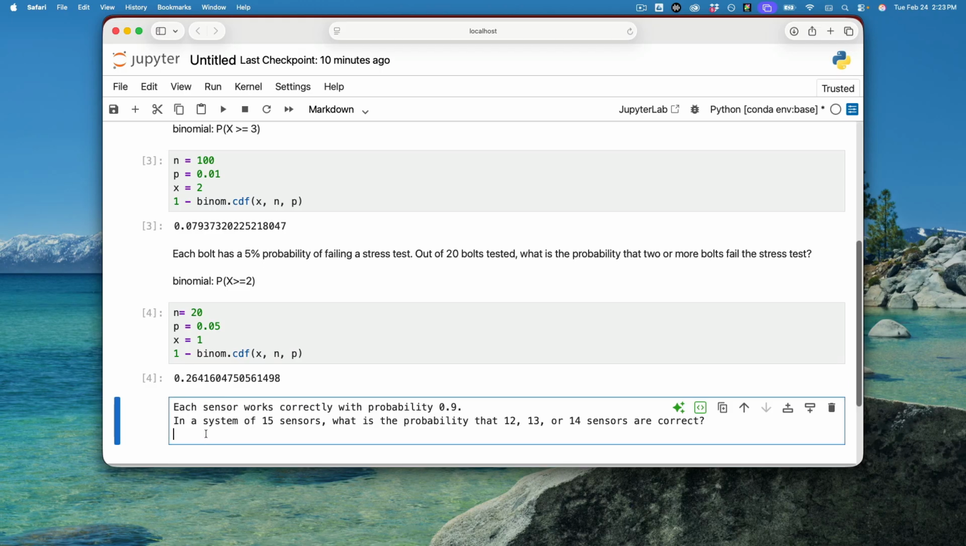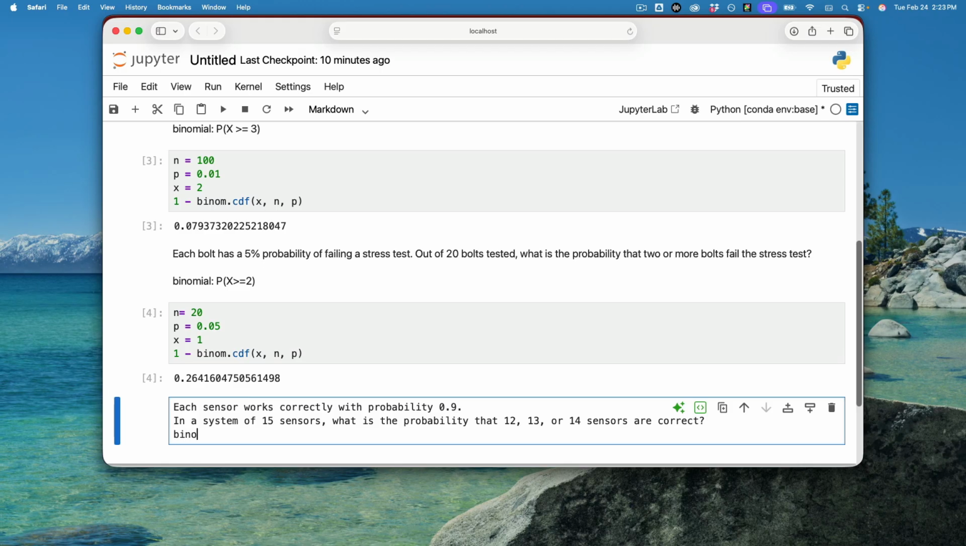Okay, so this one, you can add them up together, or you could do the CDF at 14 minus the CDF at 11. Either one of those should be fine. And we can verify this answer.